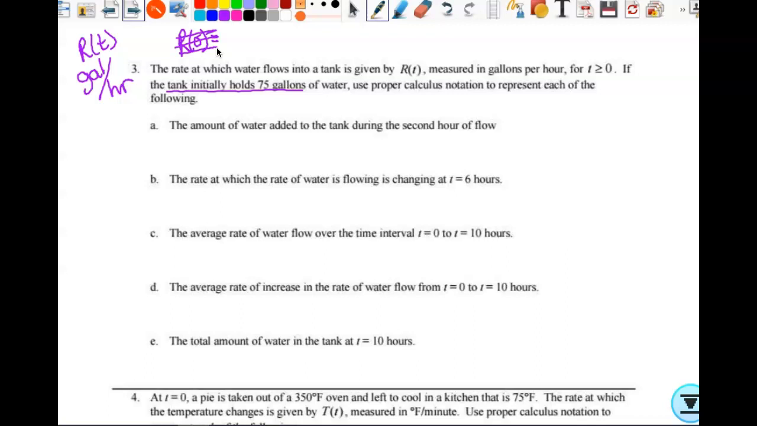So if R of t is gallons per hour, what do we do with R of t to get just gallons? Because the amount of water, that's asking me for, that's in gallons, right? What do we do with this to get gallons? Integrate it. So we're going to integrate R of t dt. And then what are my limits of integration? All I want is during the second hour, not from the beginning until 2 hours in, just what's happening during the second hour. So I'm going from 1 to 2. You see what it's asking you there? That gives you the total amount within that time frame right there.